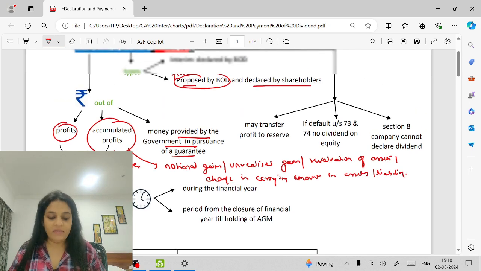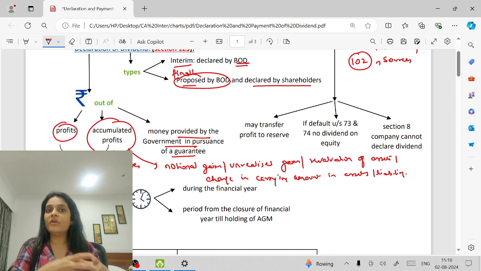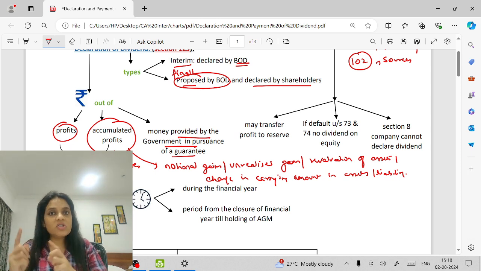So I repeat again, final dividend is paid out of profits, out of accumulated profits, out of both, or out of money provided by the government because of a guarantee given by it. But when I calculate my profits or accumulated profits, notional gains, unrealized gains, revaluation, or change in the carrying amounts because the assets or liabilities are valued at fair value, if there is any change, the difference which creates a profit cannot be included. Why? Simply put, they are just book profits.